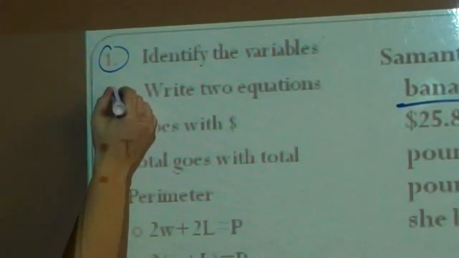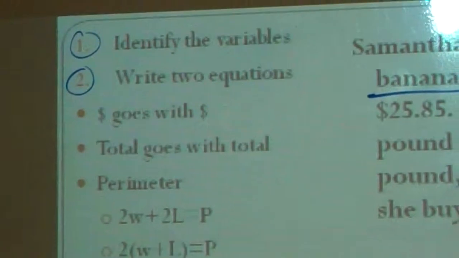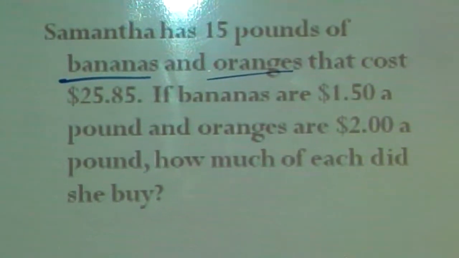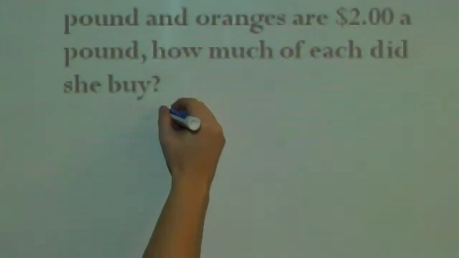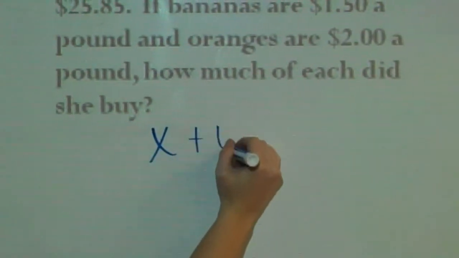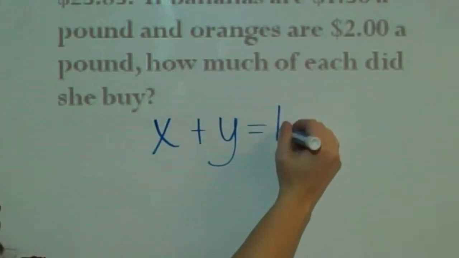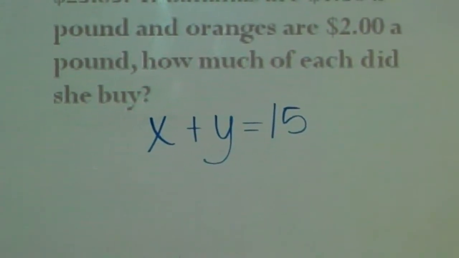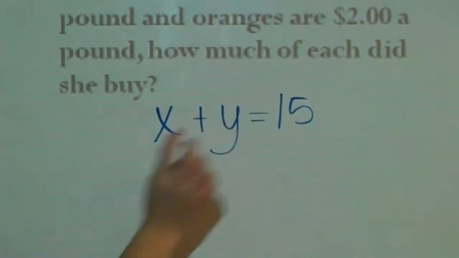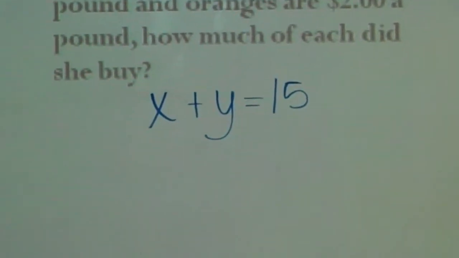Now we're going to write our two equations. The first sentence says that she bought 15 pounds of bananas and oranges. So right off we know that if we add up the bananas plus the oranges, it should equal 15 pounds. The total goes to the total. If you add them all up, it should be 15 pounds of fruit.